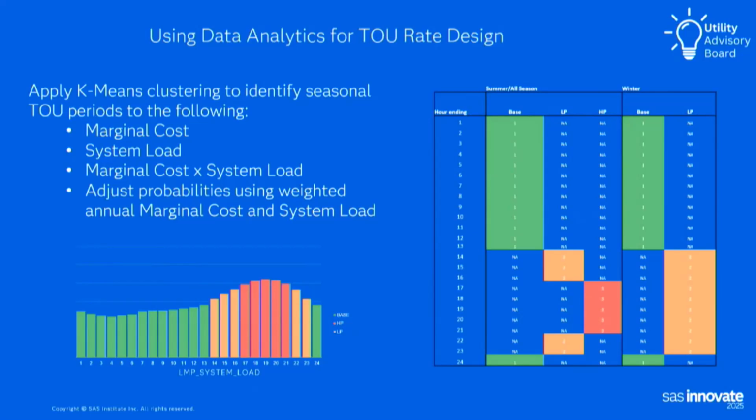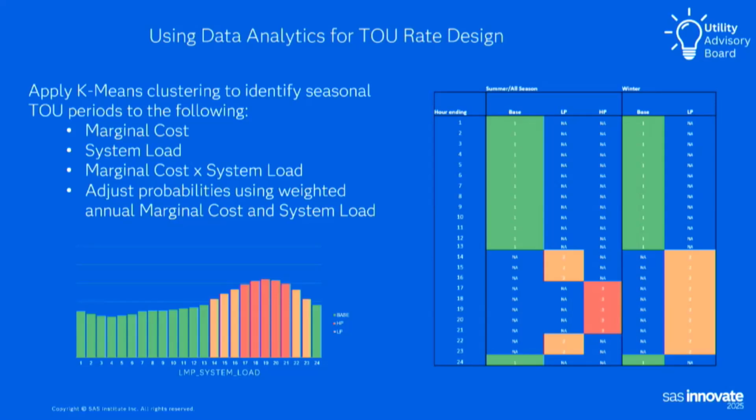So to support our seasonal rate design and time differentiated pricing, we used k-means clustering to identify time of use periods based on system conditions. This clustering was performed on hourly data, incorporating key factors like marginal cost, system load, and the combination of the two, the marginal cost times the system load, which serves as a proxy for system stress and demand-side load dynamics. By including both supply-side cost signals and demand-side load patterns, we are able to better capture the real drivers of energy usage and cost.